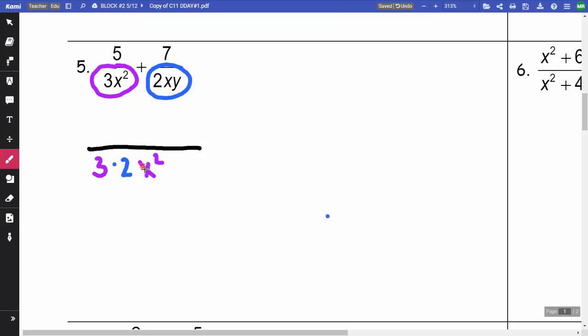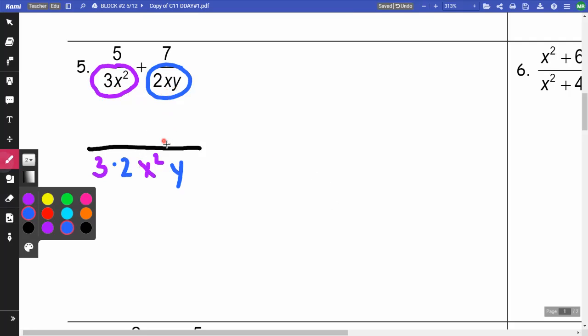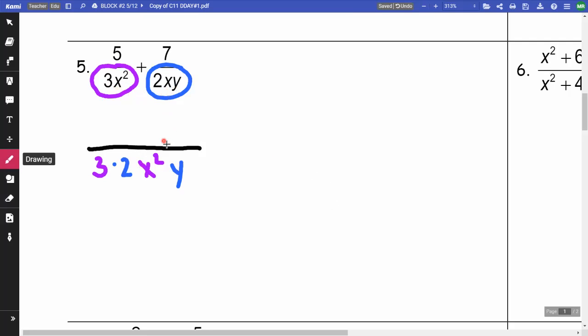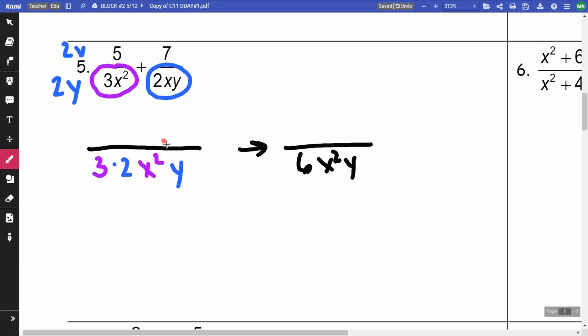Well, I already have the x. If you have more than what you need, you don't need to add this in. So since I have an x squared, that's going to more than carry this x. Now I also need this y, because this one has no y. And so that's going to be my common denominator. It's going to be basically, if I clean this up, 6x squared y. And so I am going to multiply this side by a 2y. And the other side, I'm missing a 3 and an x.